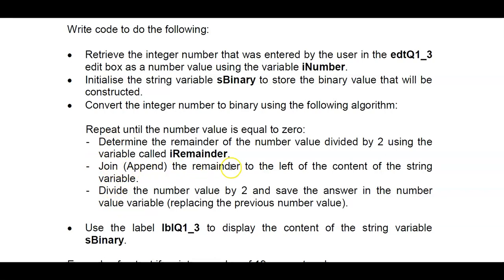And take note of this line here that says add the remainder that you calculated above to the left of the content of the string. So instead of our usual string building where we go sNew is sNew plus a value, we're now going to say sNew, or in this case sBinary, is assigned to the value plus sBinary in order to add it to the left of the content. And then we want to change that value by dividing it by 2.